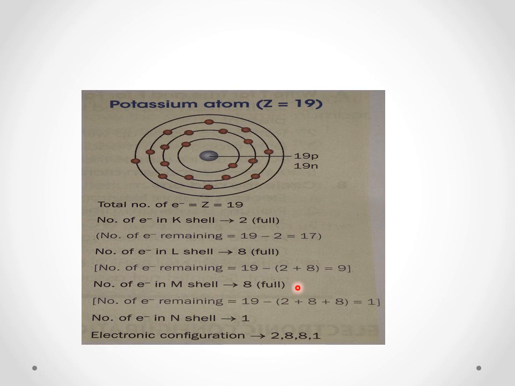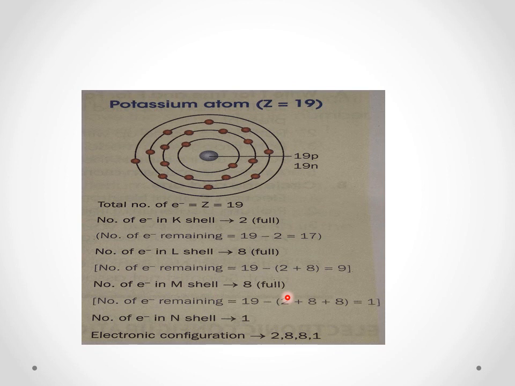What do you feel? You may be thinking, the third shell, M shell, can accommodate maximum 18 electrons. Then why is it written as 8? Why can't we write 9? Yes, I'll clear your doubt. See, a potassium atom has 19 electrons. So, first shell takes up 2 electrons. Second shell takes up 8 electrons. Then third shell can accommodate the remaining 9 electrons.